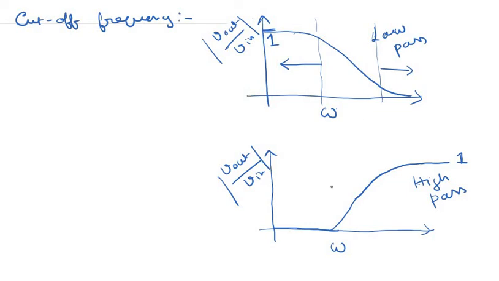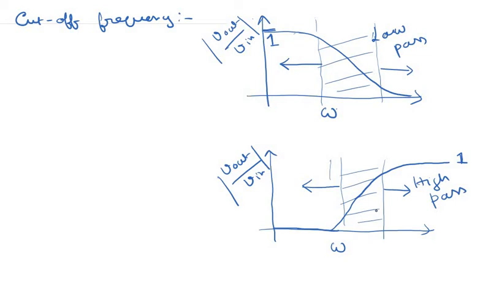Similarly, for a high pass filter, the switching somewhat happens in this region. To the left of this region, the filter is actually rejecting the frequencies, so mod of V out by V in is approximately 0, and to the right of this region, the filter is actually accepting almost all the frequencies, so mod of V out by V in is approximately 1. So this is the region over which the switching of mod of V out by V in from 1 to 0 or from 0 to 1 actually happens.